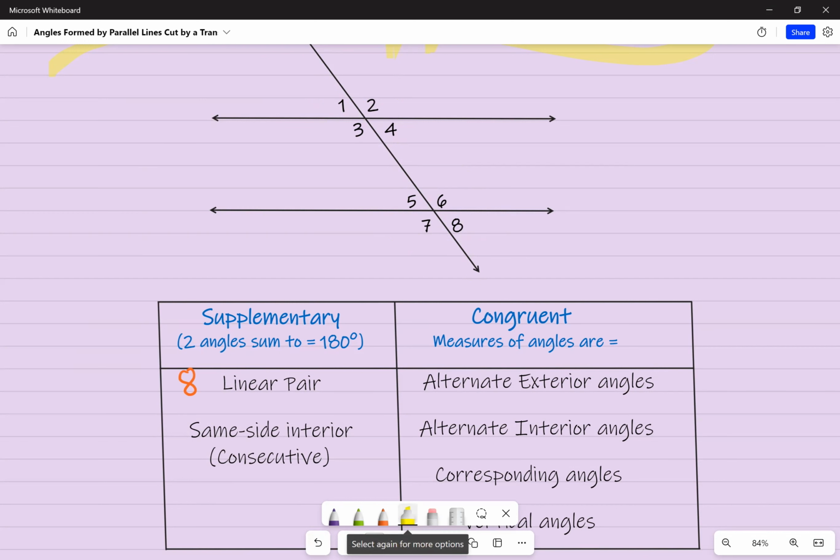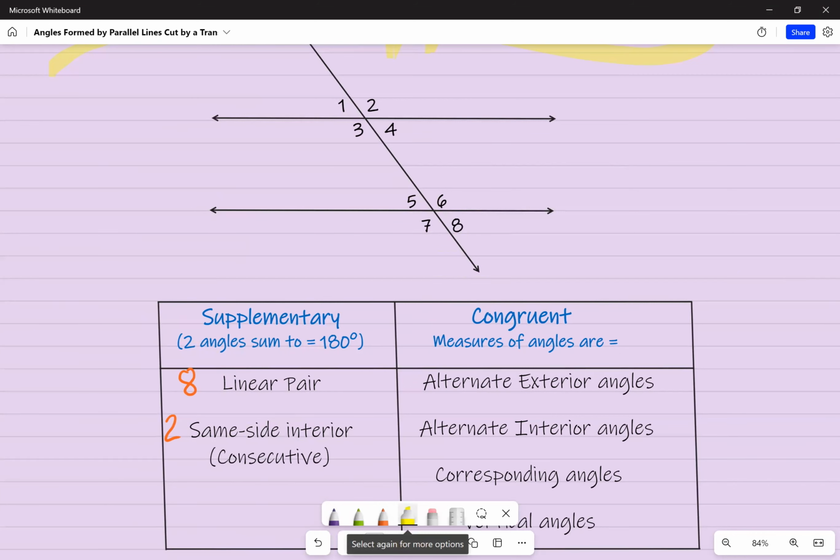Now, if I want to look at same side, or sometimes you'll hear people say consecutive, and that just means same side interior. It means it's inside of my parallel lines. So these are my parallel lines. These angles are on the same side. So that's one set. And then on this side, inside of my parallel lines, I still have 2 angles on the same side. So what you just noticed is I have 2 sets of angles that fall under the category same side interior or consecutive.